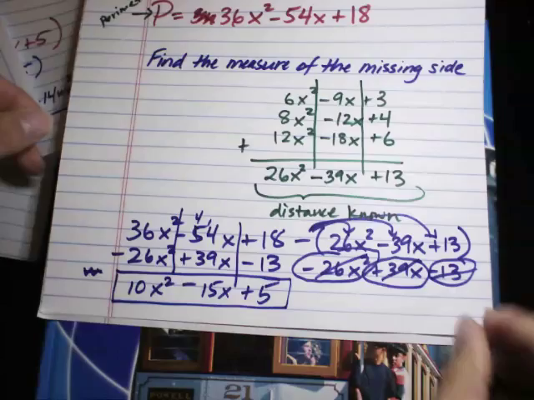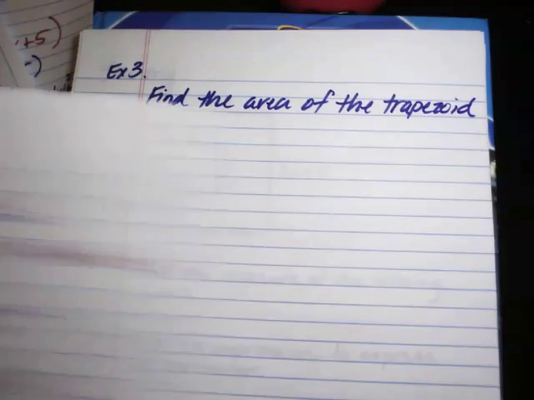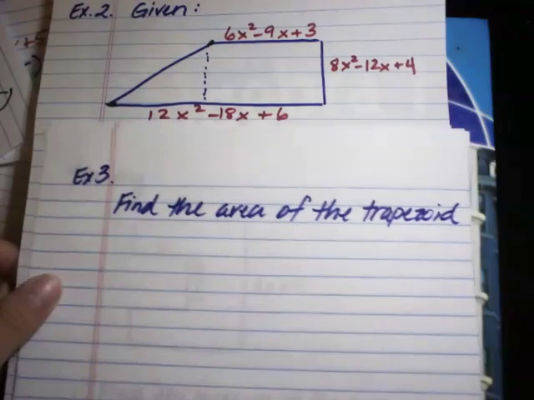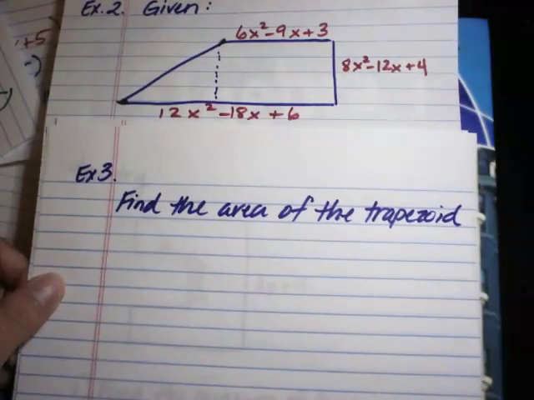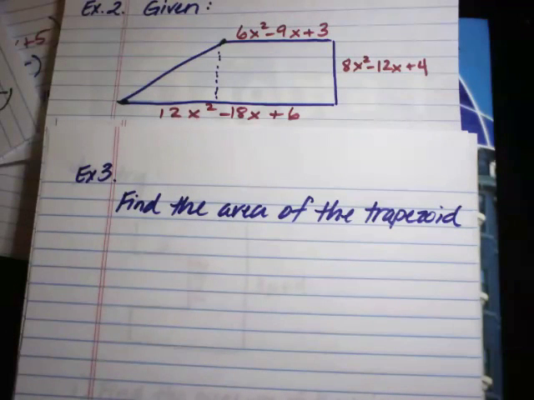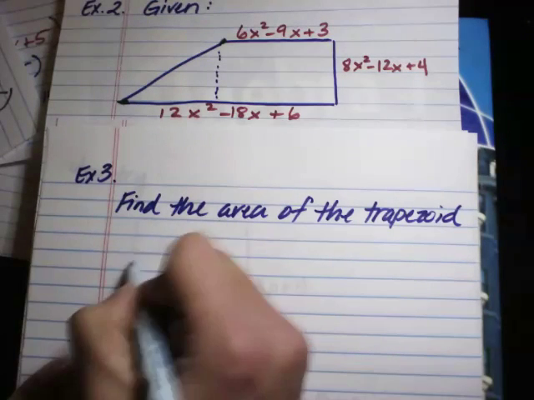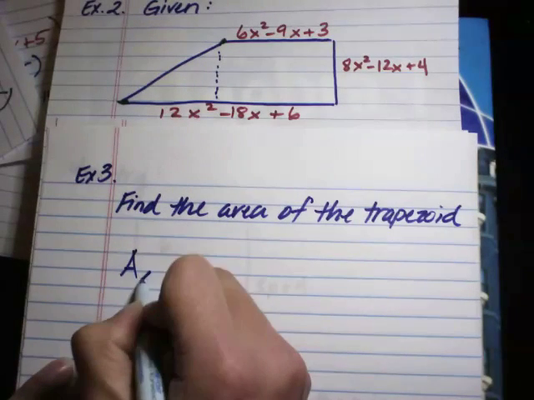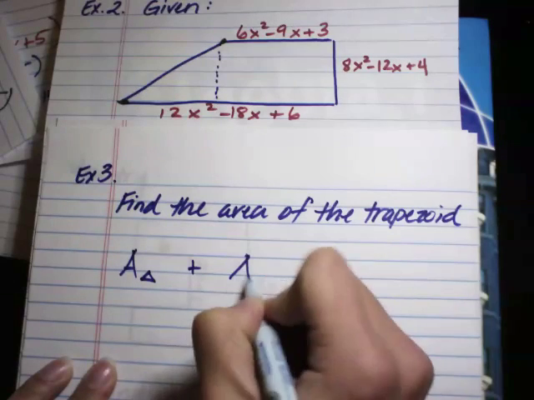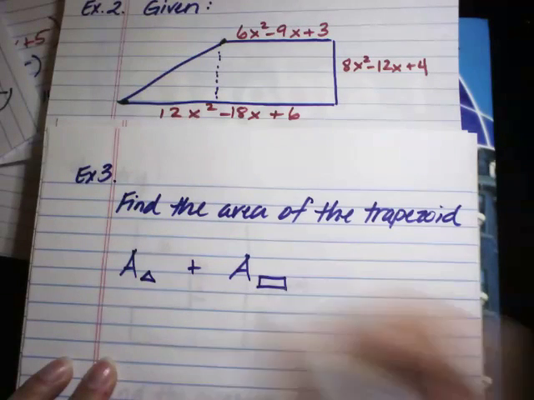Okay, so you might also be asked to find the area of that same trapezoid. If you're still given the information in example 2, you might be asked to find the area. So the area of a trapezoid, if you don't remember it, you can cut it up into pieces. A trapezoid is represented by the area of a triangle plus the area of a rectangle.